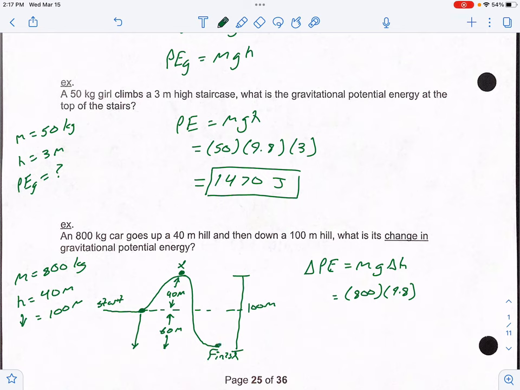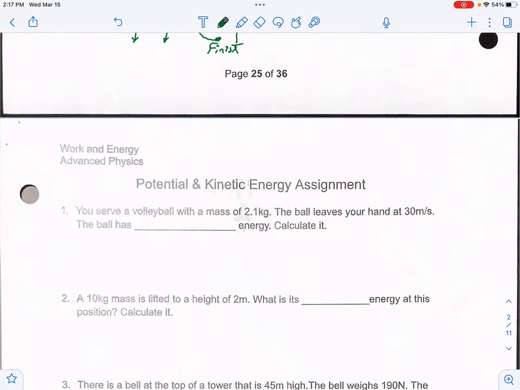So my change in height would be a negative 60, since I'm 60 meters below where I started. So that comes out to be negative 470,400 joules. Again, it ended lower than where you started, so it's okay to be negative, because you lost energy, because you no longer have that height to your advantage. Okay, so let's move on to the next page.